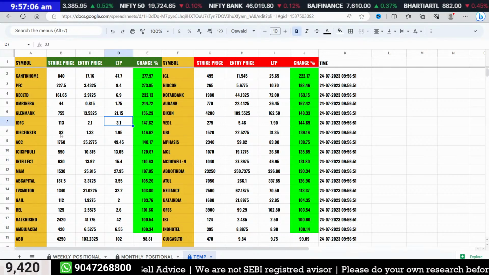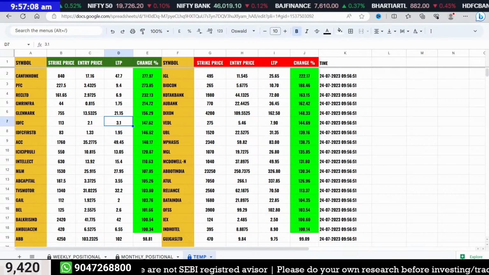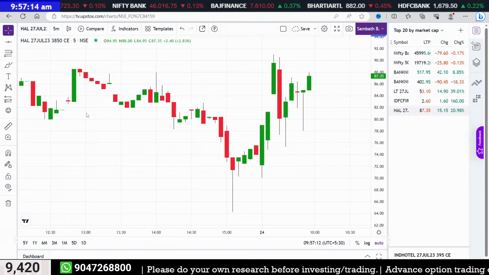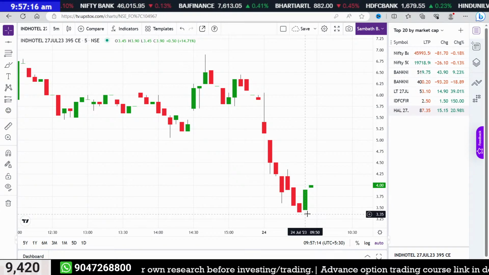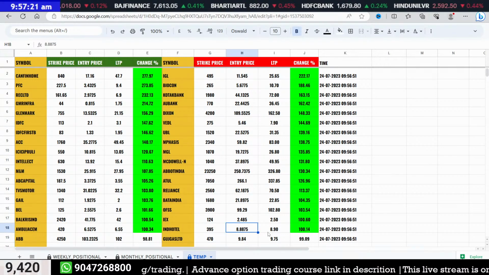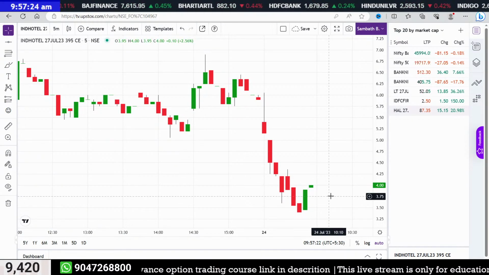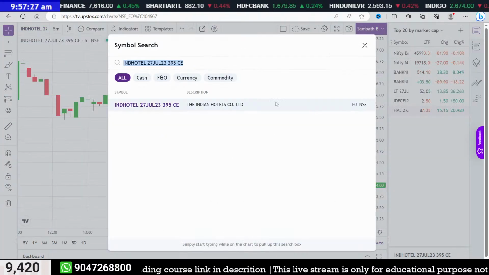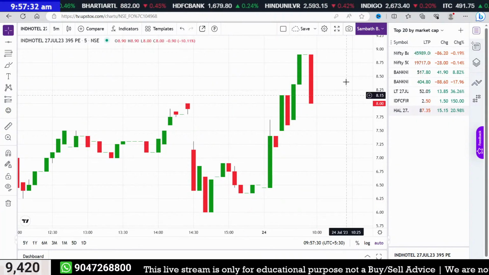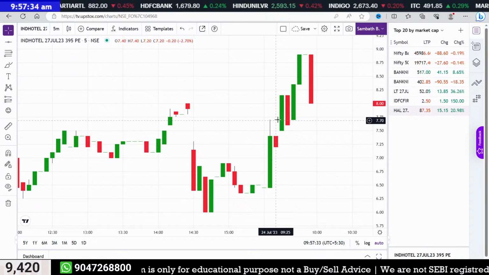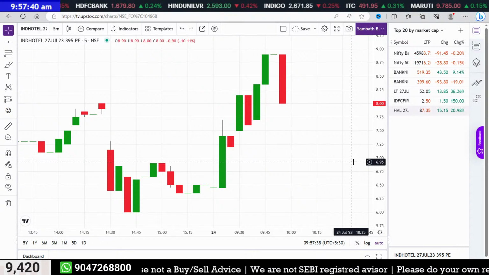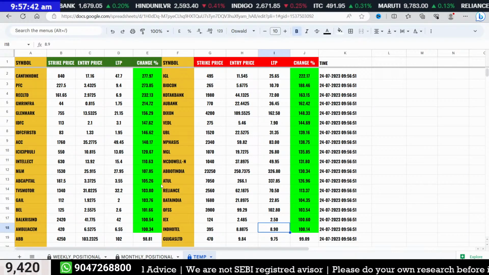Into Hotel, 8.9 is the current price. Put option 395. So as of now, this is the trade in Hotel. And what's happening? 395 put option 8.8, 8.9. Where is it? Sorry, we need to check the call option. Okay, and it has already moved higher, 8.85. And look at this chart, it is not quite liquid, with high volume. So we should wait for it.